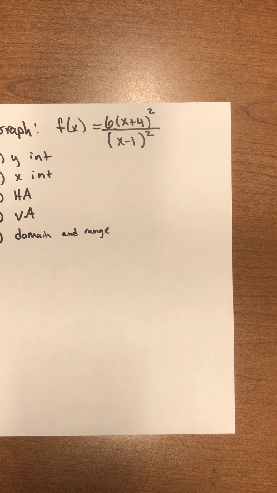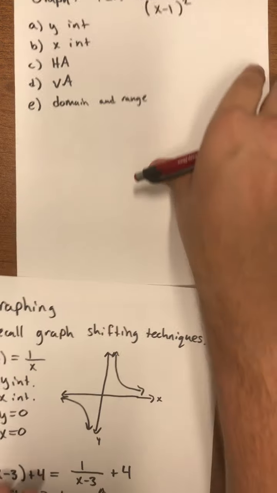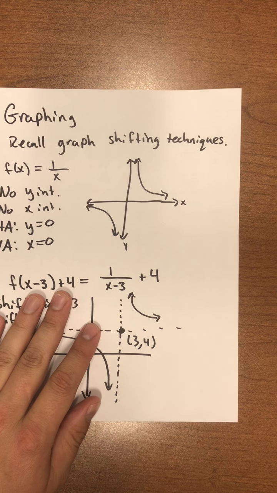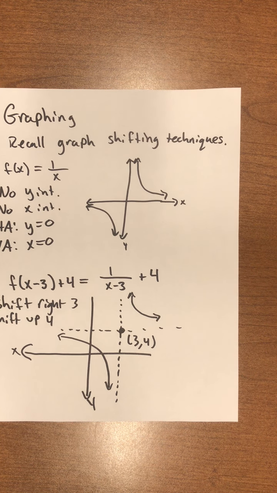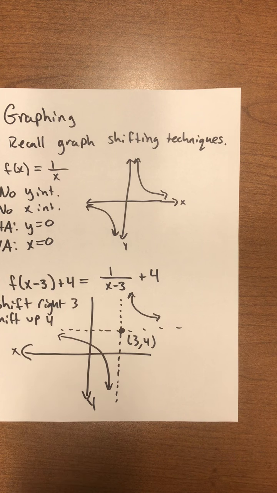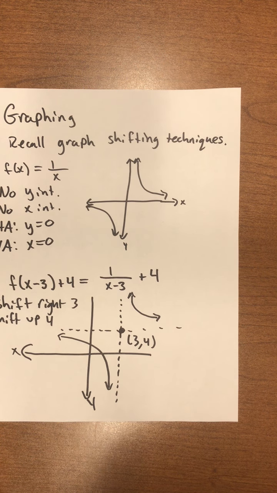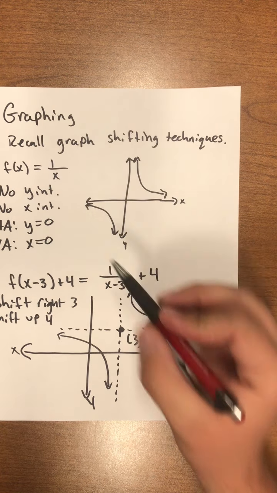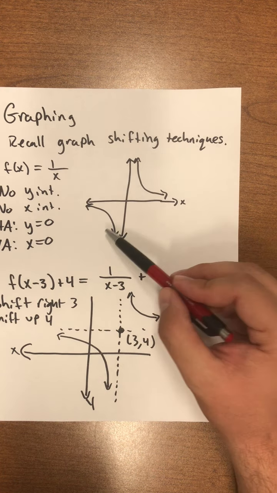Okay, before we graph that function, we're going to recall graph shifting techniques. Back in 2.6, we learned how to shift up, down, left, and right. We learned even and odd, reflect over the x-axis and y-axis. So here's just a basic rational function graph. It's a common one, 1 over x. 1 over x has this shape.